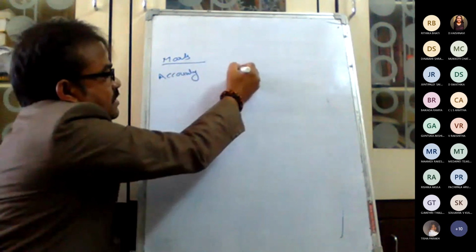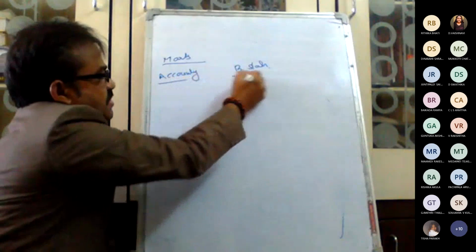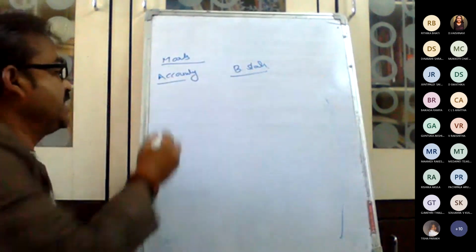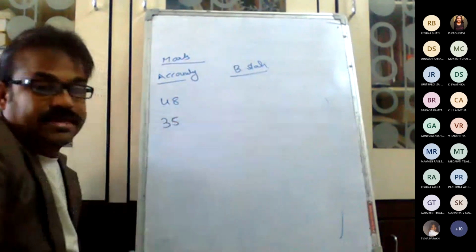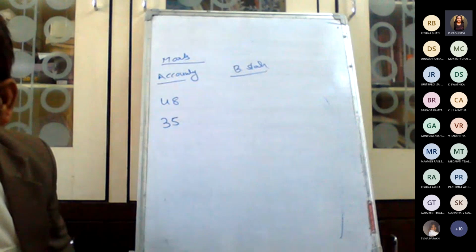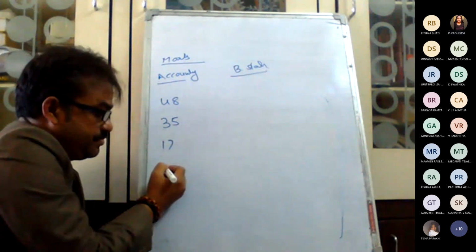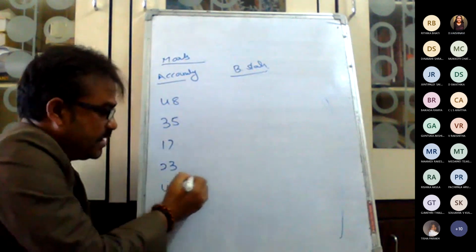Accountancy and business statistics marks of some students. The values are 48, 35, 17, 23, 47.